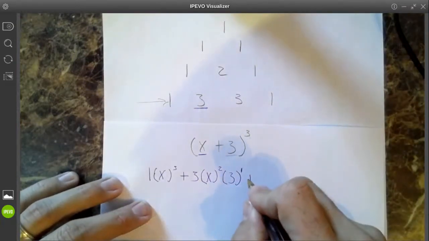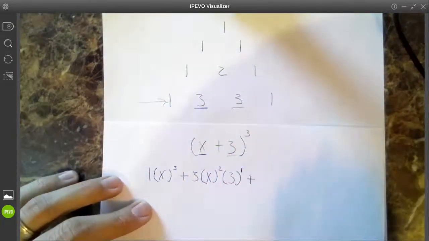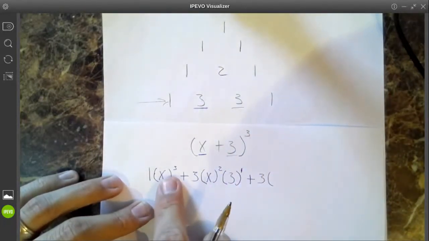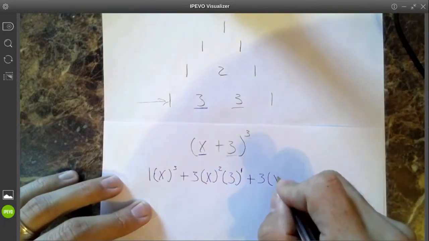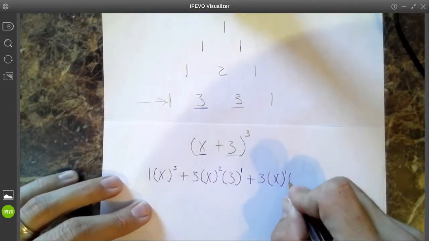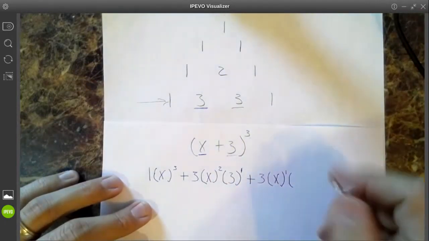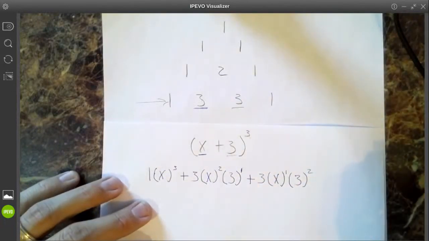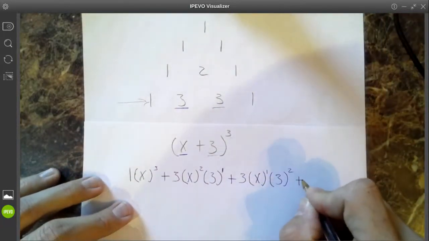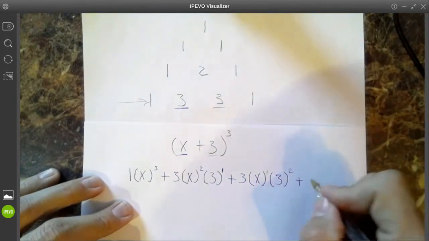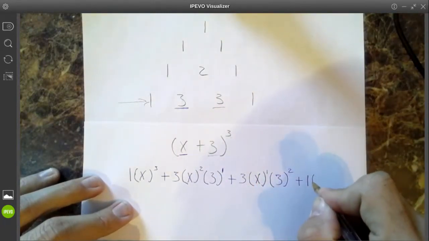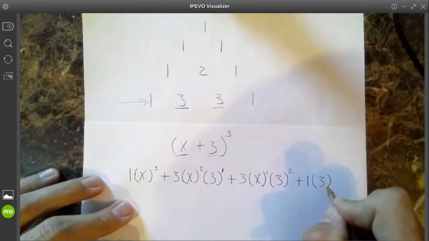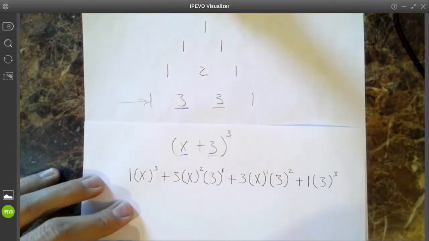And the next is a plus, and then this is going to be our coefficient, that 3. And then it's going to go down by another one. So x to the third, x to the second, this will be an x to the first power. And then the power of 3 here is going to go up by 1. So it's going to become a 3 to the second power. And then next, it'll be a plus. This will be a 1, which again, you don't have to write the ones. I'm just trying to show you what's happening here and how it relates. And this will be a 3 to the third power.